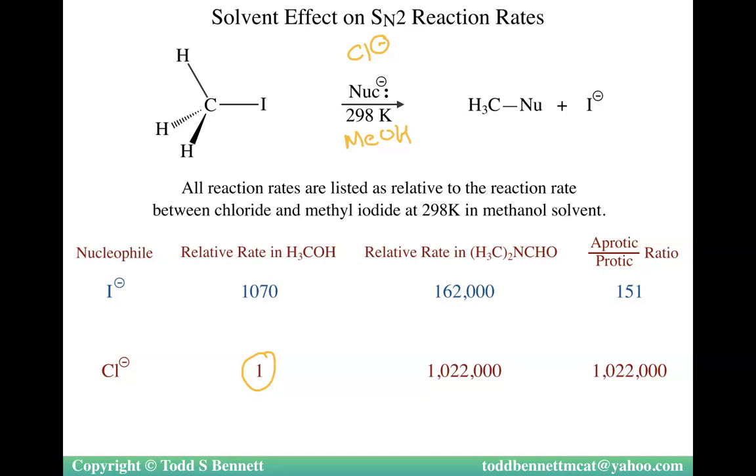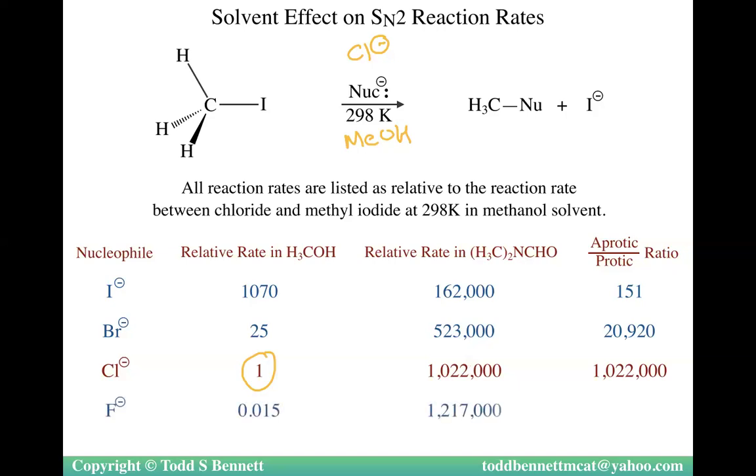So we want to figure out why that would be. Let's look at the rest of the table and then come up with some reason. So Br, we start to see a trend. Br minus, when we use that as our nucleophile, it's only a little bit faster than chloride in a protic solvent. It's about half the speed or so in an aprotic solvent. So these actually are starting to get close to one another.